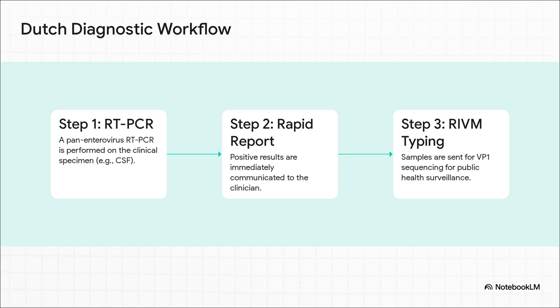We run a pan-enterovirus RT-PCR, usually on a CSF sample, as part of a meningitis panel. Step 2, the second we get a positive result, we communicate it immediately to the clinician because it has direct management implications. And then step 3, for the really severe cases or for public health surveillance, the sample gets sent over to the RIVM for VP1 sequencing. That gives us the precise genotype, which is just critical for surveillance.